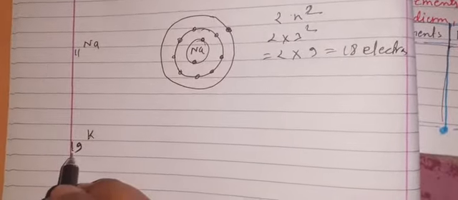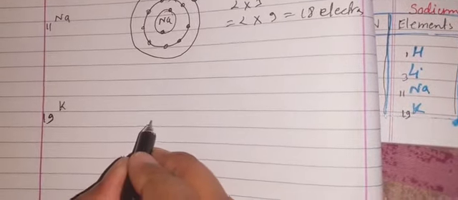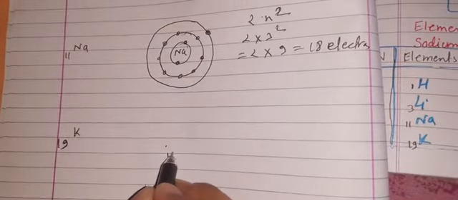Now for potassium, the atomic number is 19. In that way you can arrange this one also.